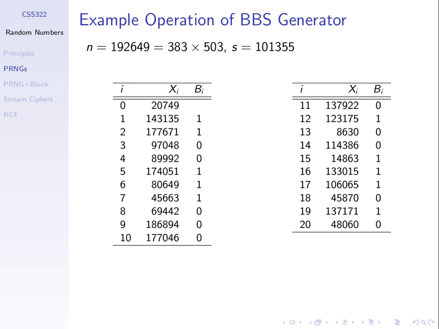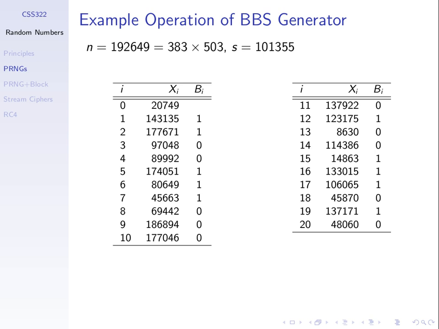In this case, p and q are 383 and 503. They are the two prime numbers. If you mod each of those numbers by 4, you'll get an answer of 3: 383 mod 4 is 3, 503 mod 4 is 3. We can calculate n from that, and there's a way to calculate s from those two numbers as well. Then we use these two numbers, 192649 and 101355, in our algorithm, where s squared mod n gives us x0, 20749.